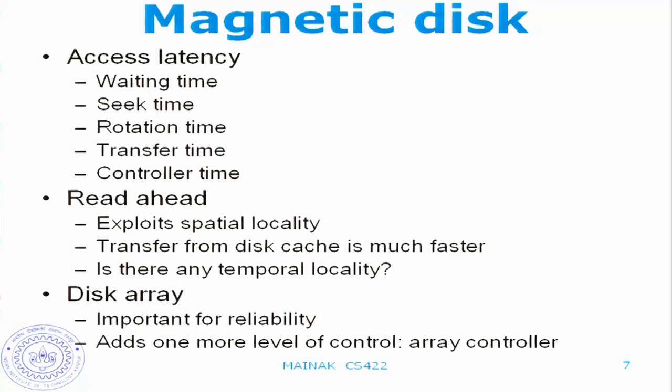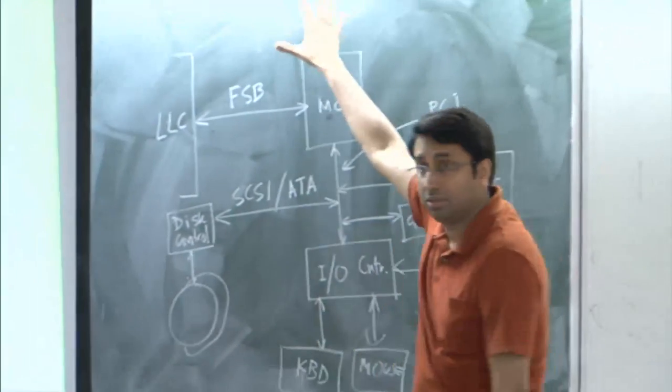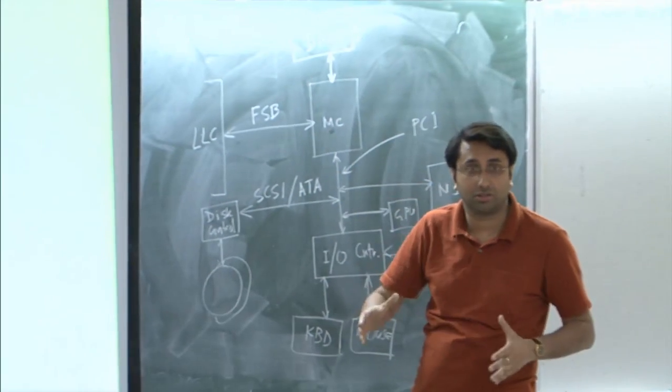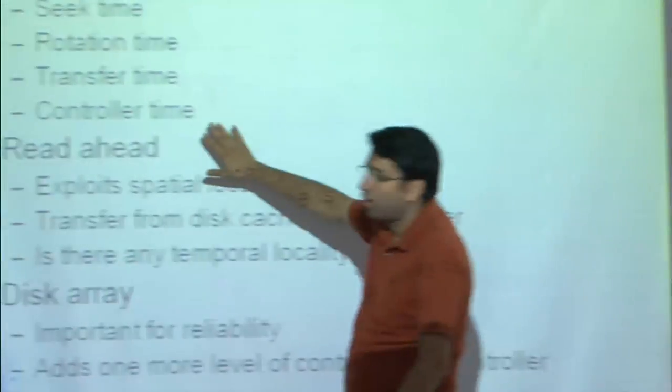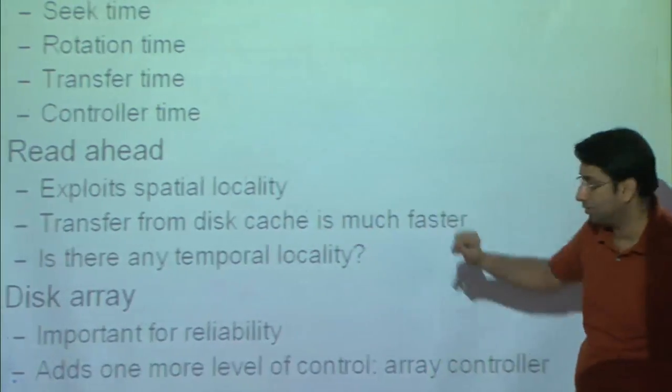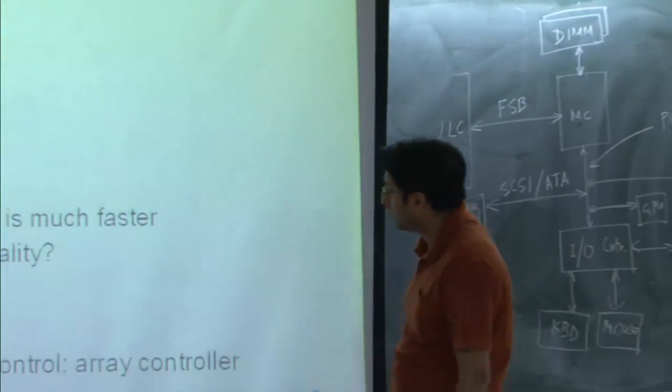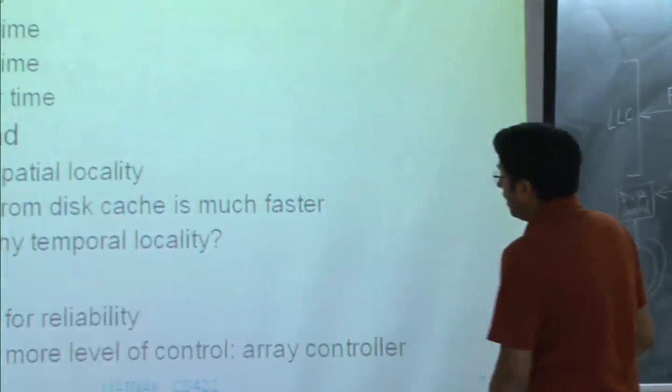When you read ahead, you put the data from disk into an area called a disk cache. That's a reserved area in the memory that's configured to be the disk cache. The disk controller will also have some small amount of cache, but that's not much actually. And transfer from the disk cache is normally much faster.